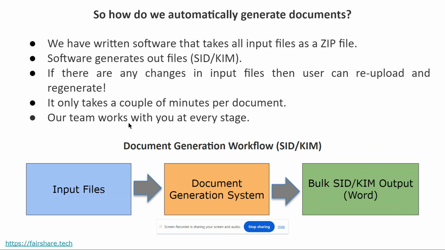Then the middle part is the system, basically. This is a web based system. People with access will log in to it and upload the input file folder as a zip file. Then it will do its work and generate the whole set of SID and KIM documents. If you find there was some problem in a common place which affects everything, most likely you'll change that one common place, upload again, and the documents will be ready.